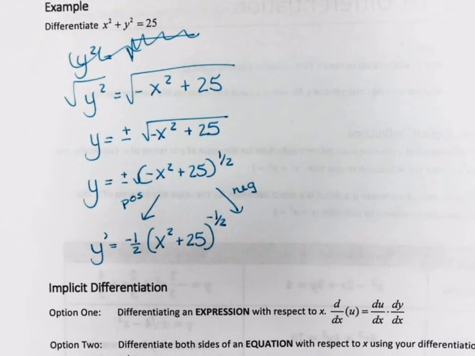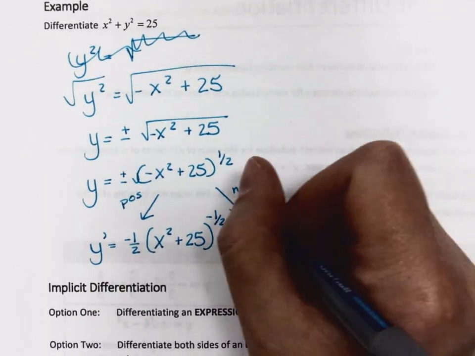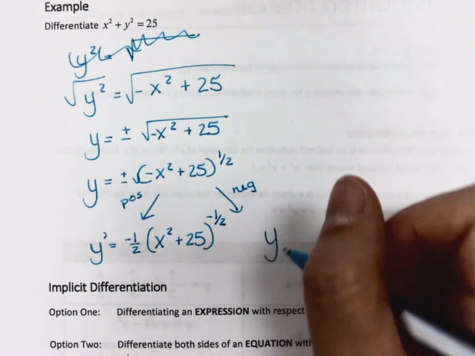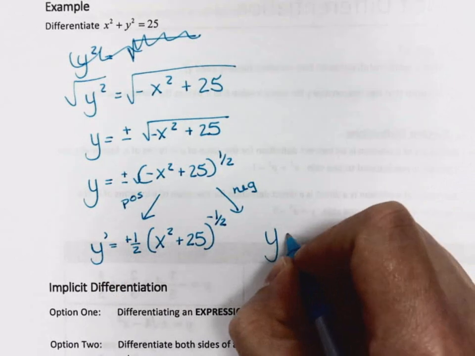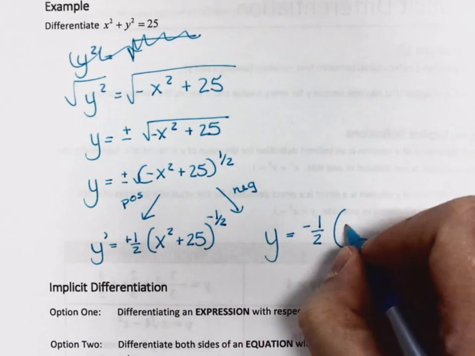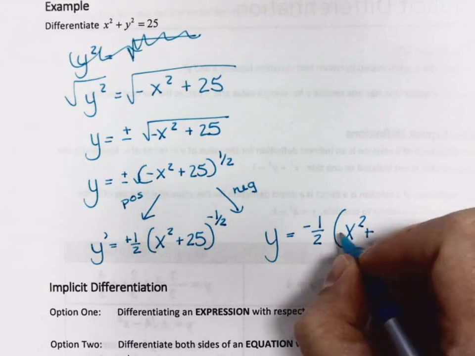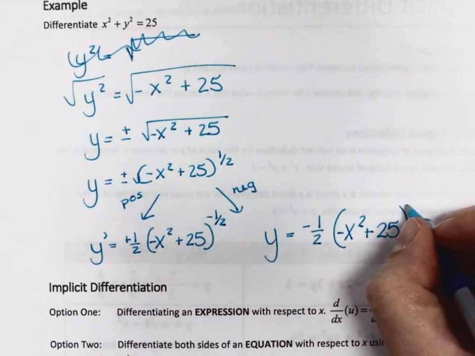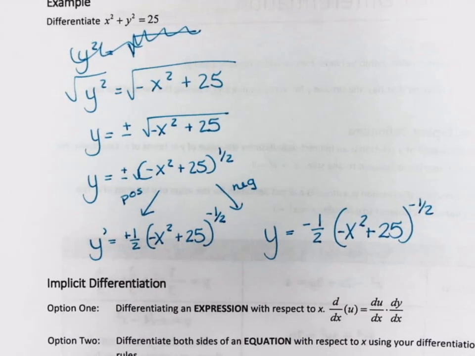Sorry, you guys can't see that. To the negative 1/2. And then this side would be, sorry, that'd be positive. This one would be negative 1/2 x squared plus. So no real change there, but we would have to change it to.